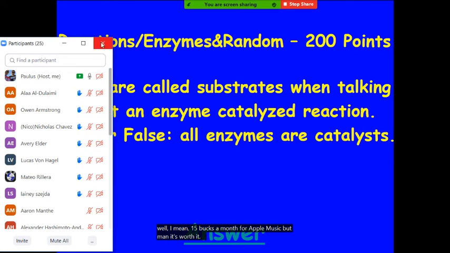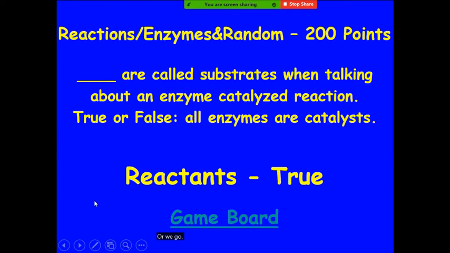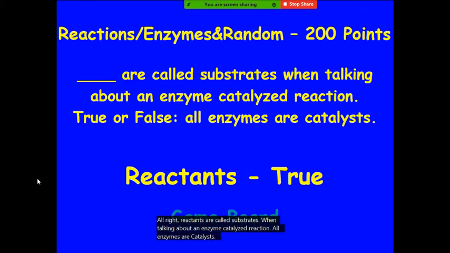All right, here we go. All right, reactants are called substrates when talking about an enzyme catalyzed reaction. All enzymes are catalysts. Right out of the class notes, okay? It's going to be on the test.